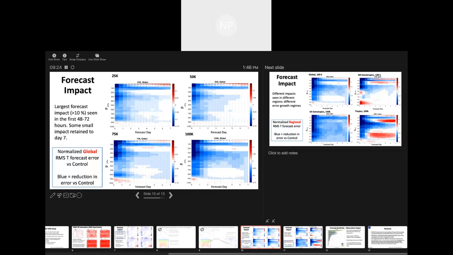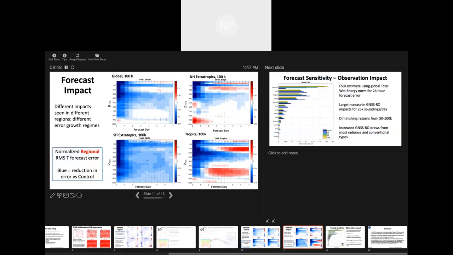So we can see here that the largest impact is occurring at the initial time, in the first 1 or 2 days. But we do see a retention of this improvement all the way out to day 7, especially for the larger numbers of RO data. Okay, but it's kind of a little spotty and a little weird looking. So I'm going to break this down for you regionally to look more closely at what's happening.